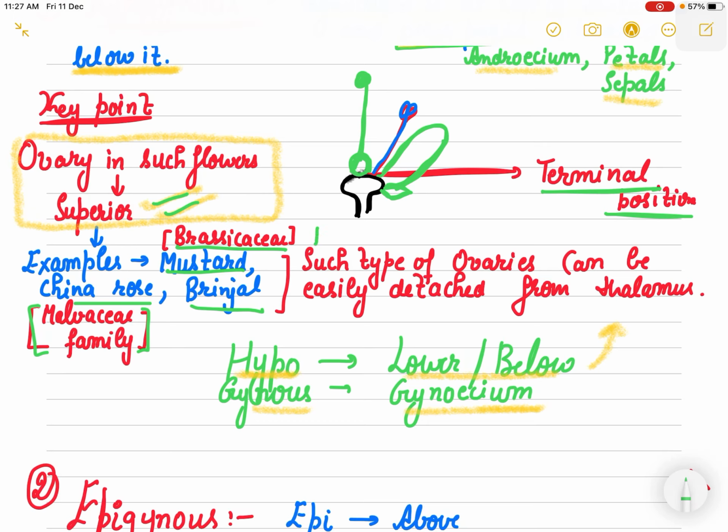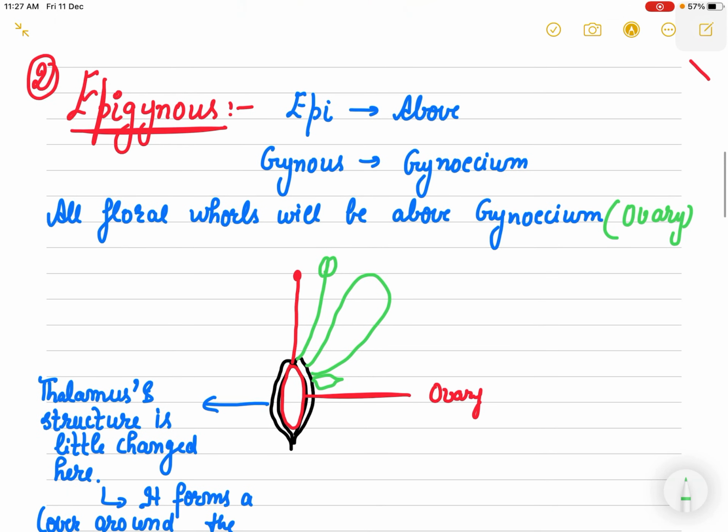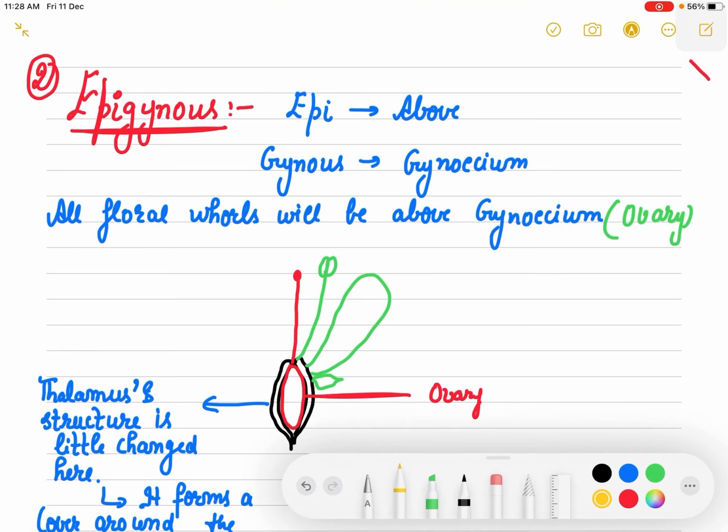Another point to note down is that these types of ovaries, if you have observed the China rose ovary, if you break it a little, from the thalamus it gets detached so easily, right? So these superior ovaries, they get easily detached from the thalamus. So superior ovary is the one which is at the top as compared to the androecium, calyx and corolla. And this kind of flower in which ovary is superior, that flower is called hypogynous.